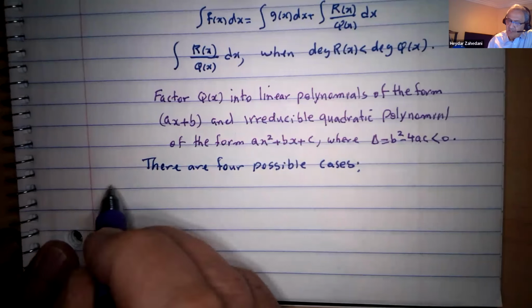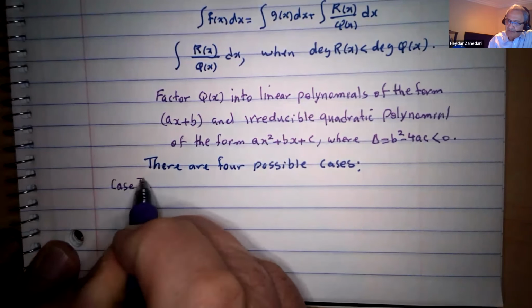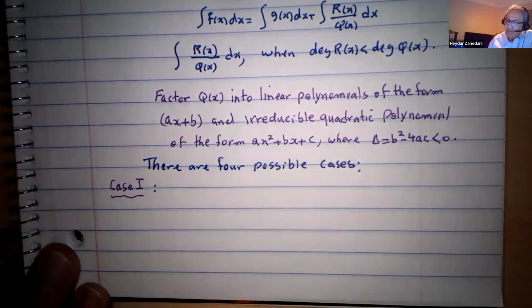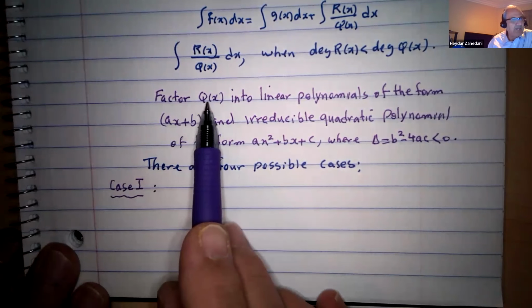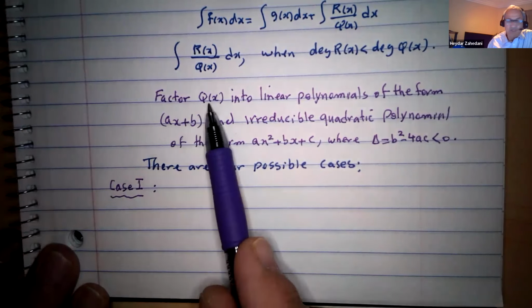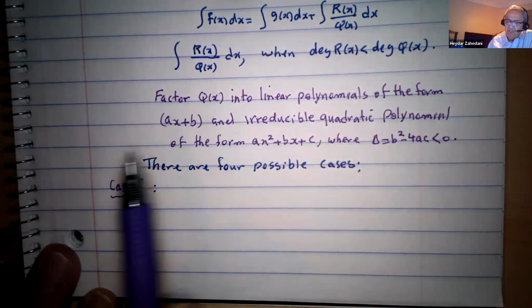Okay, so this is going to be case 1, the easiest one. Most of the time we get this one. What's case 1? Case 1 is when Q(x) can be factored into linear factors. Linear factor means, for example, if Q(x) is x squared minus 4, you factor it into (x minus 2) times (x plus 2). Only linear.